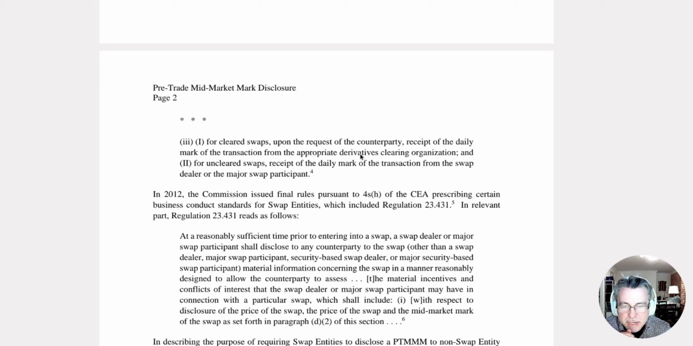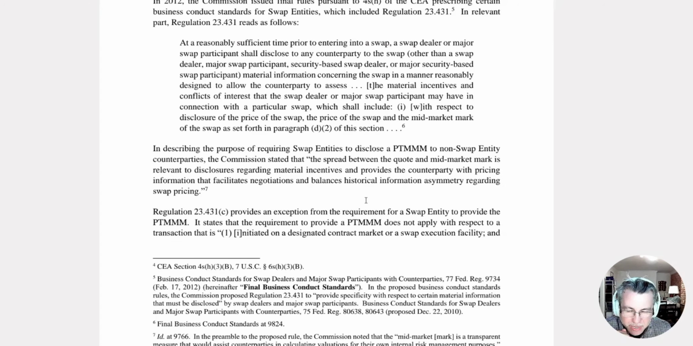And this is a no action letter that will grant relief for one of those requirements dealing with the pre-trade mid-market mark. So at the time, there were lots of news articles about large investment banks raking municipalities and pension funds over the coals, making them sign swap deals that they didn't understand. And so there was an emphasis on disclosing terms and conditions in a way that they would understand. And one of them is the pre-trade mid-market mark before you enter into a swap.